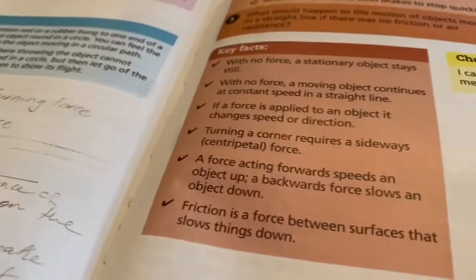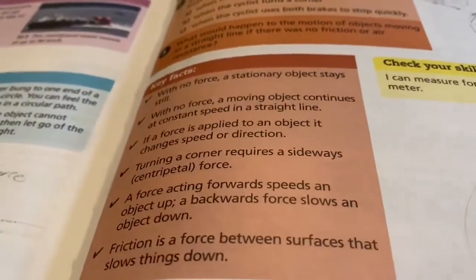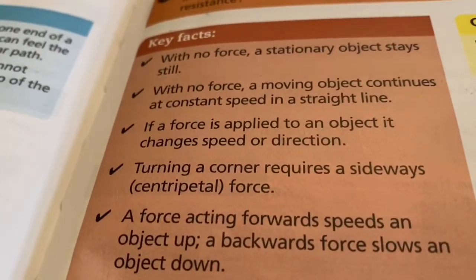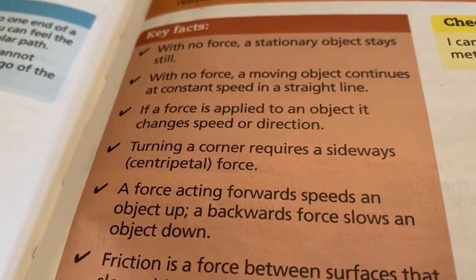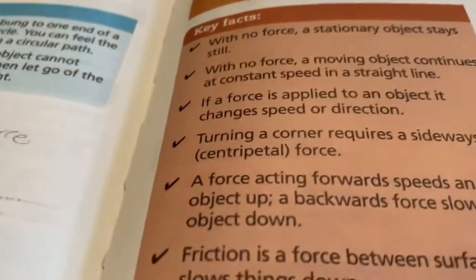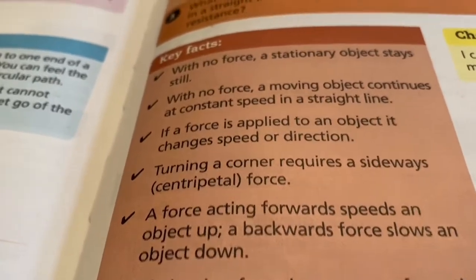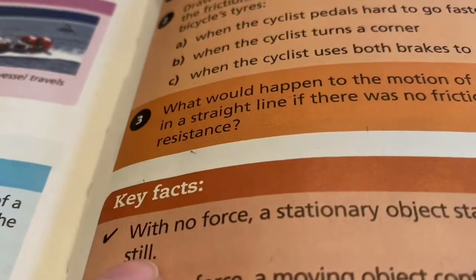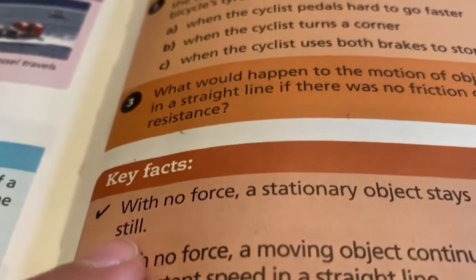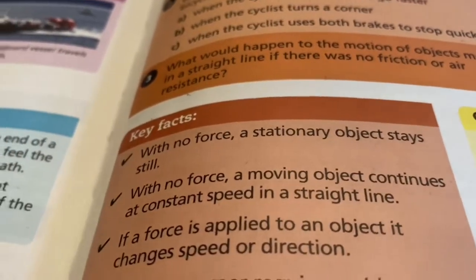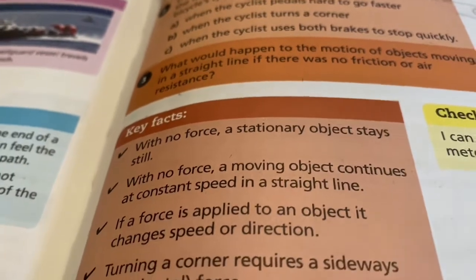That was the last thing to talk about in this lesson, which is forces change motion. You have to read the key facts. They are so important. With no force, a stationary object stays still. Stationary object means an object that stays without moving. With no force, a moving object continues at constant speed in a straight line. So objects that are stationary want to keep at rest. They don't want to move. And objects that are moving don't want to stop. They want to keep moving unless there is a force that affects these objects.